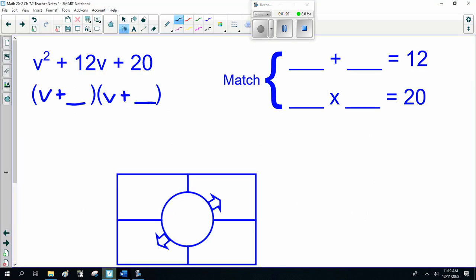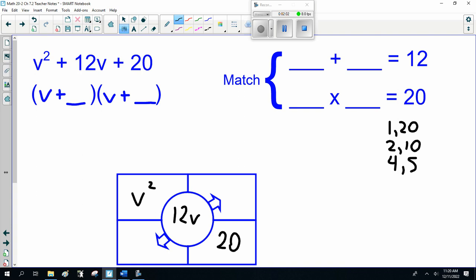So yes, besides the multiplication tables, you should be working on your puzzle packages. Now, here, the way I think of it is a lot of numbers add up to be 12, but very few multiply together to be 20. Now, the factors of 20 are 1 and 20, 2 and 10, 4 and 5. So which pair of those add together to be 12? Now, you're looking at this funny box here. You may or may not have seen this before. V squared, 12v, 20. I write out my answer here, and I go v plus 10, v plus 2.